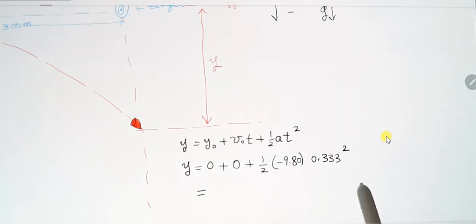So calculate it for me. What's the Y distance for the bullet? Can somebody help? We are calculating what now? We are calculating the Y. We are calculating how much the bullet will go down below the target.